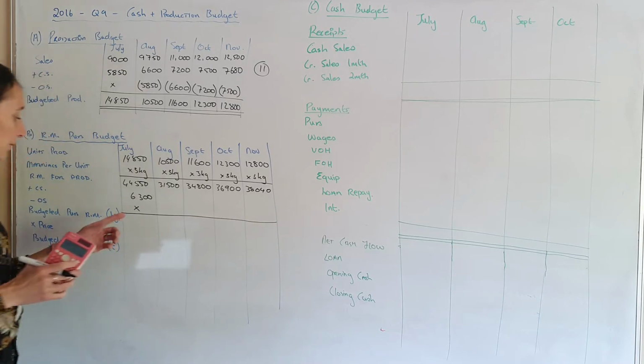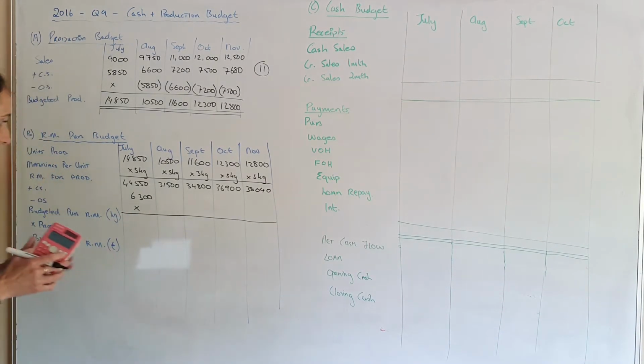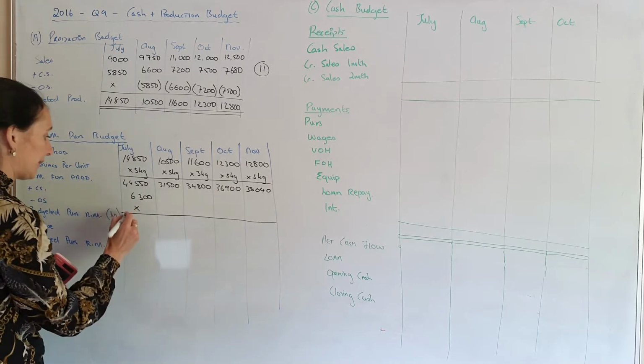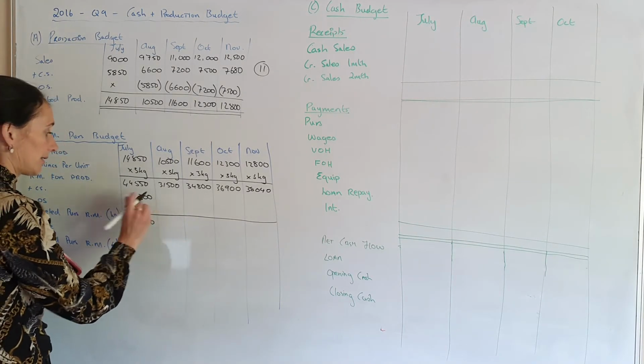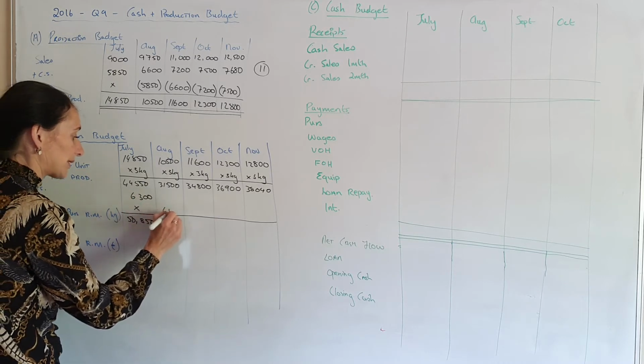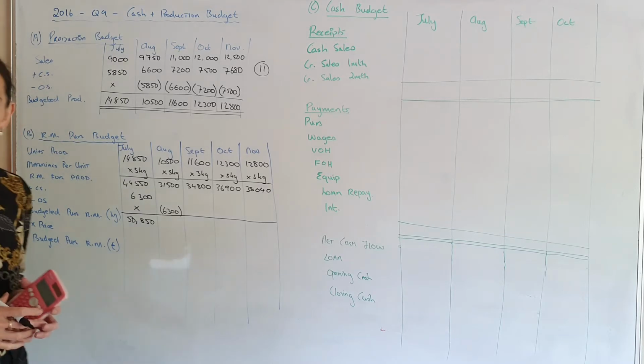Again, just go back here, why is there an X in here? It's a new business, so it doesn't have any raw materials at the start. So that means that I want to make 50,850. Again, so my closing stock becomes my opening stock. And again, I'm going to give you a few minutes to fill that up for me.